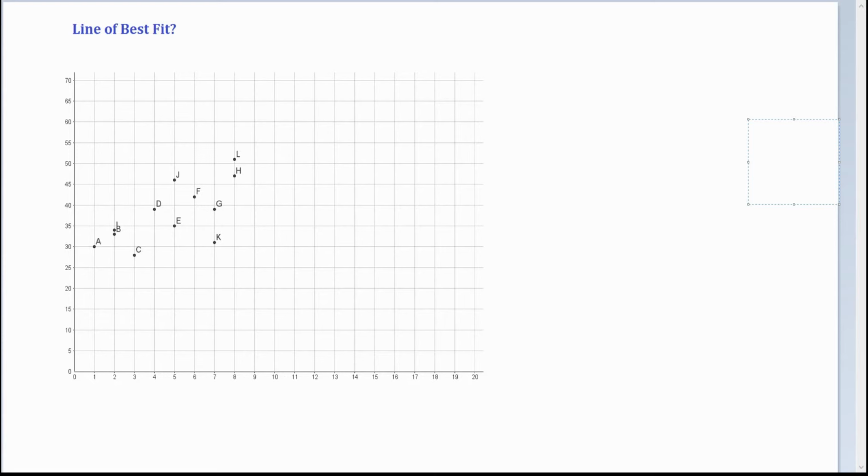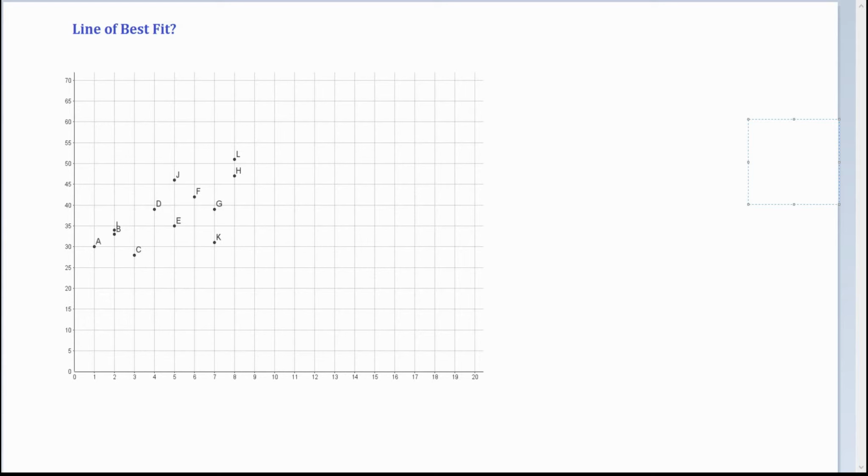So the first thing we need to assess is, does this data have a basic linear relationship between it? If we look at this, we can see that it's mostly going up. Most of the points follow the same trend. This one down here is a little bit off, but most of the points follow. So we could draw a line of best fit because it has a basically linear shape.